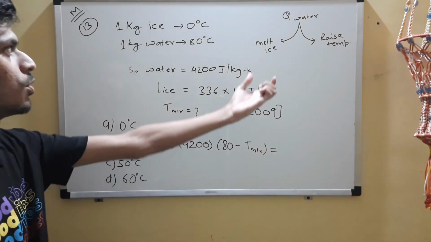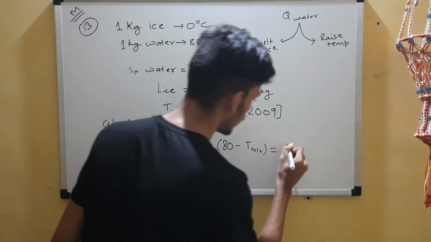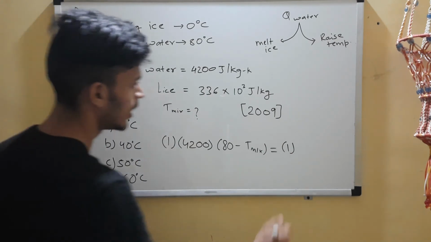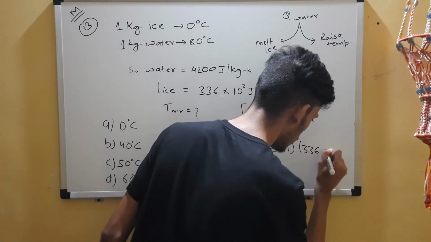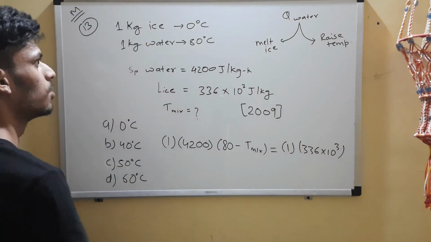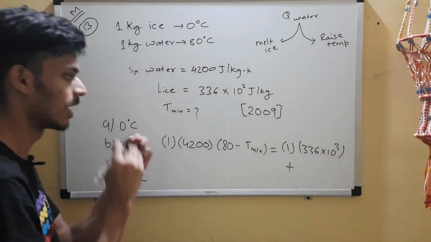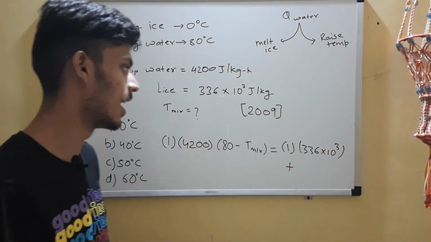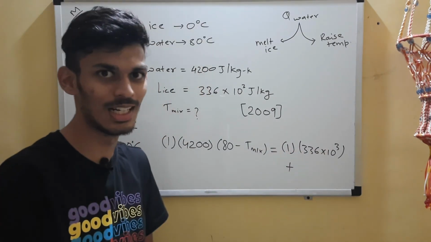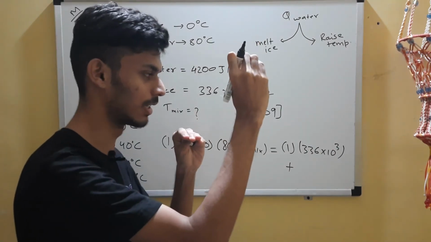Now this heat is used for melting ice. So latent heat of ice, m into L. Mass of ice is 1, and latent heat is 336 into 10 to the power 3. So first of all it's used in melting of ice, and then it's used in raising the temperature of this melted ice. The ice was at 0 degrees Celsius, now it has become water at 0 degrees Celsius. Now it will increase the temperature to T mix, right?